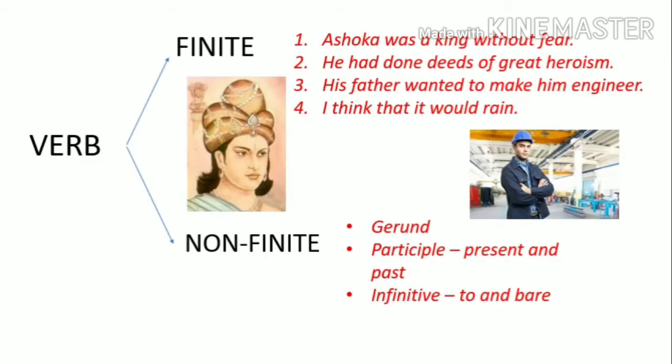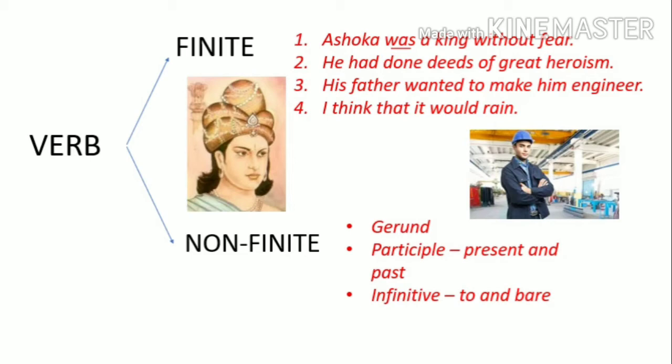Verb is an action word that can be finite or non-finite. A finite verb actually can change its form. When the subject is singular, you use a different verb. When the subject is plural, you use a different verb. In the first sentence, you see Ashoka was a king without fear. This sentence is in past tense. If we write the sentence in present tense, this verb will change. Was becomes is. If it's a plural subject, you use are or were.